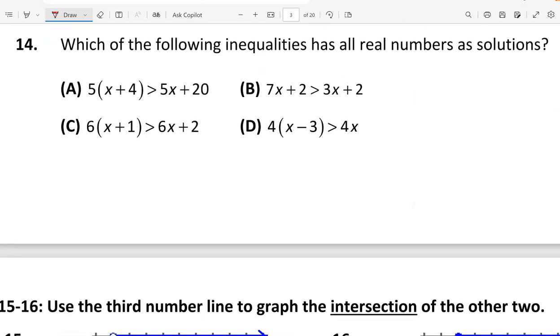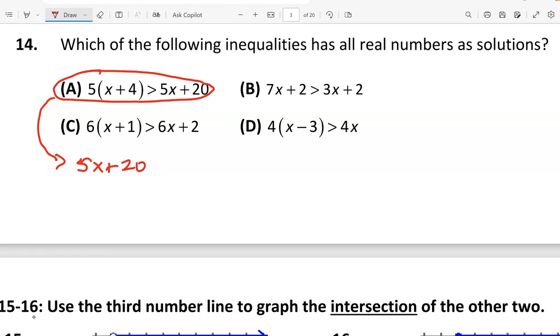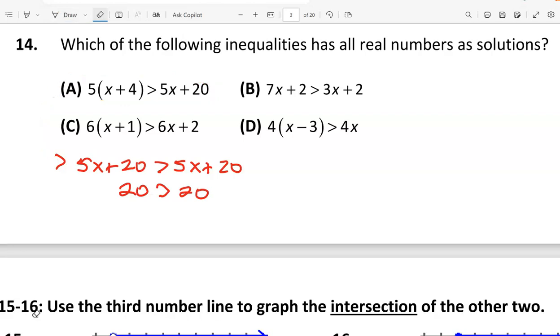In number 14, we're asked which of the following inequalities has all real numbers as its solution. Let's try choice A. So distributing, 5x plus 20 is greater than 5x plus 20. If we subtract 5x from both sides, we get 20 is greater than 20. That's not a true statement, ever. So that means that this does not have all real numbers as its solution.